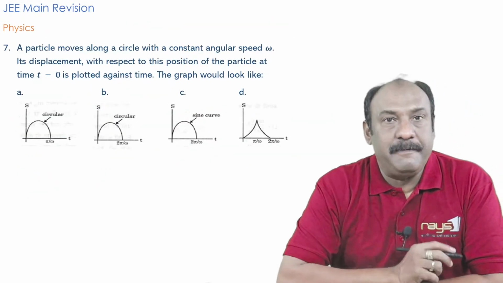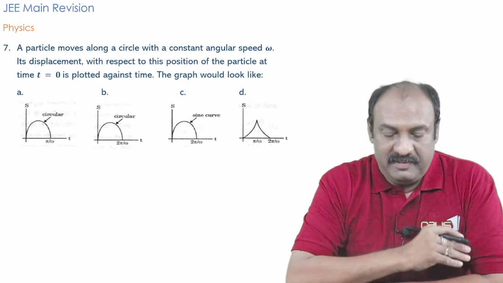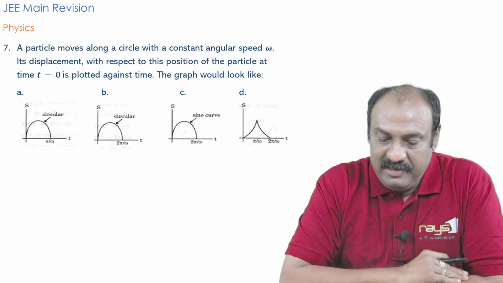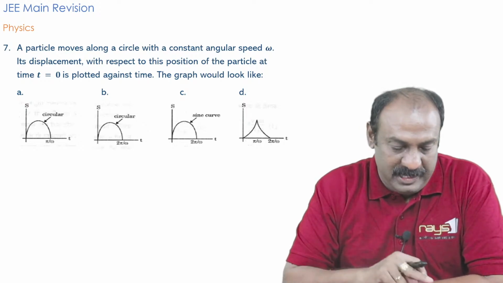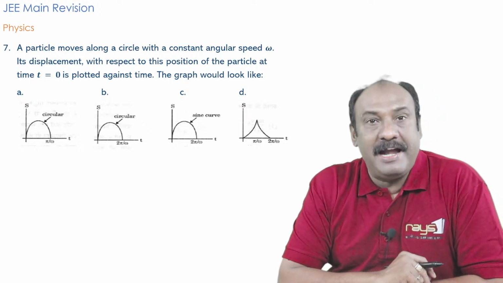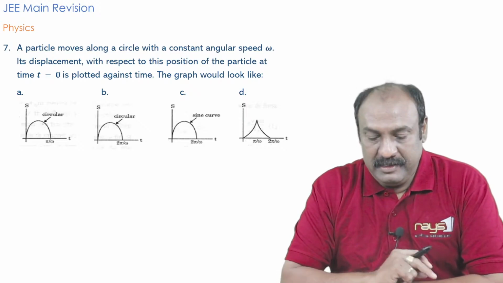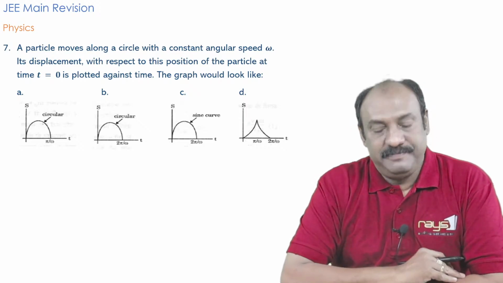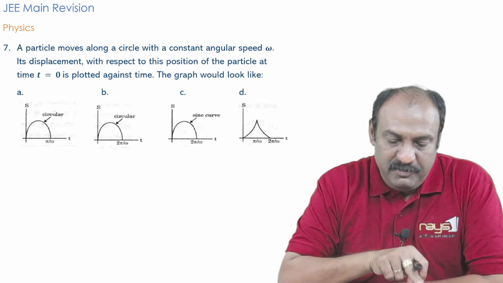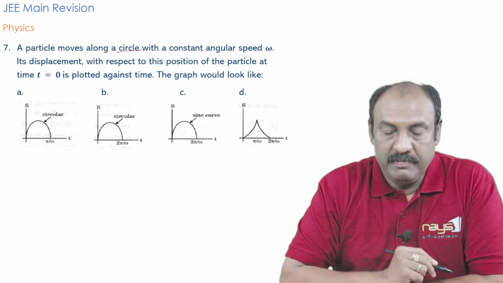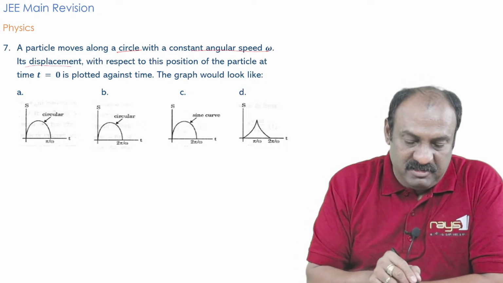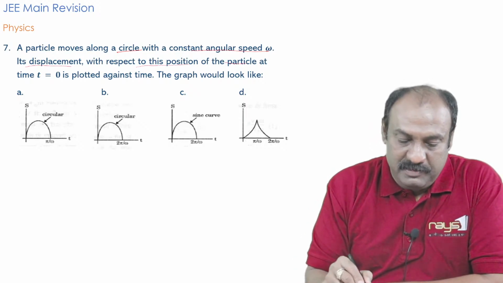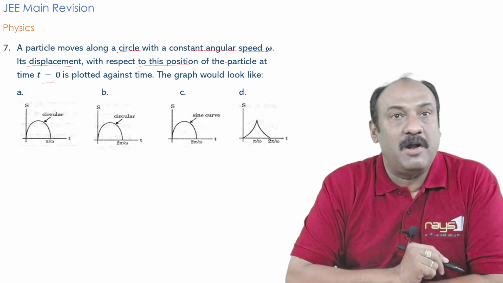Question number 7. A particle moves along a circle with constant angular speed omega. Its displacement with respect to the position of the particle at time t equal to 0 is plotted against the time. The graph would look like. So, this particle moves along a circle with constant angular velocity. Its displacement with respect to the position of the particle at t equal to 0 is plotted against the time.